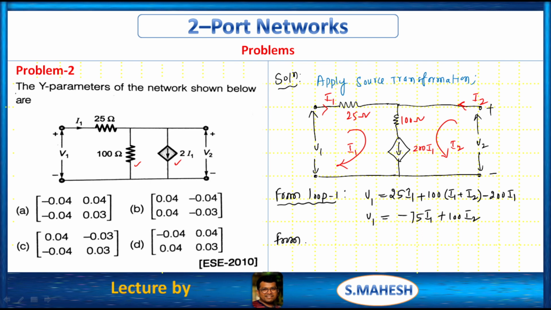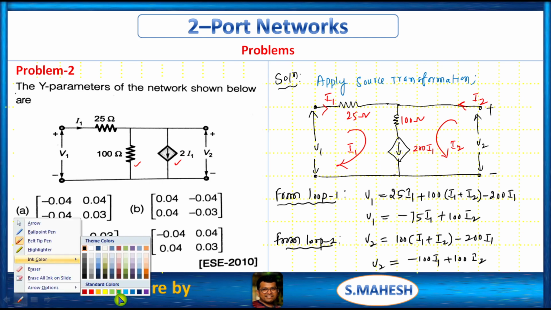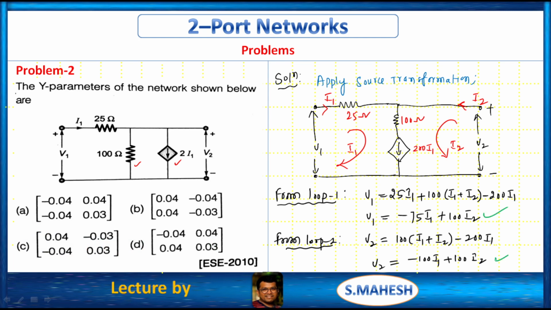From loop 2, V2 is equal to 100 into I1 plus I2 minus 200 I1. So from this, V2 is equal to minus 100 I1 plus 100 I2. This is from loop 1, this is from loop 2. Now we all know that this equation and this equation match the governing equations of the Z parameter representation.